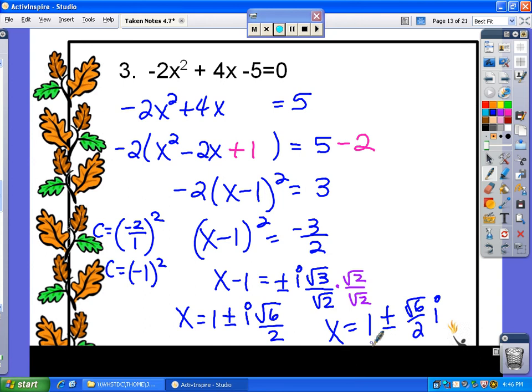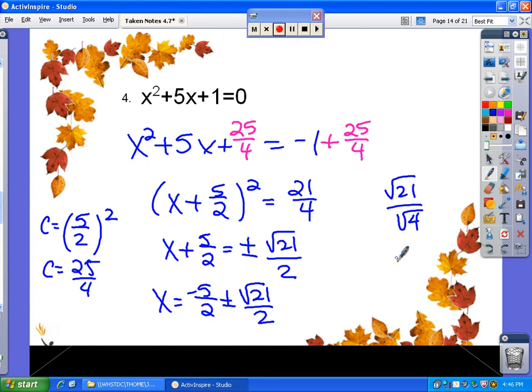Now, either form of this is okay. The second form over here is probably the best because it's in standard form. So the real part and then the i. Just make sure the i is outside of the radical.